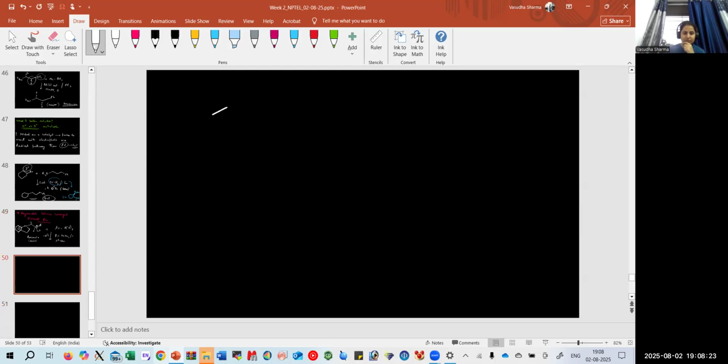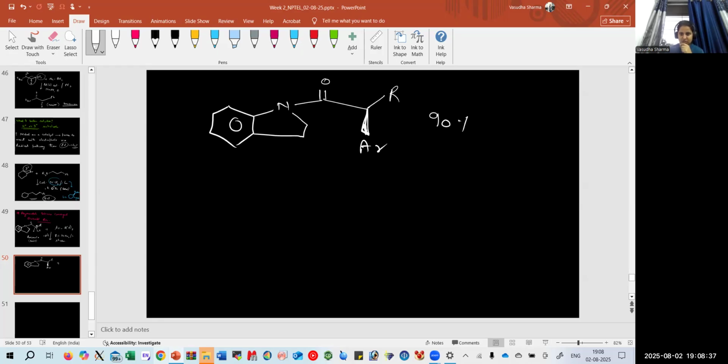So what would it form? It would form an exclusive product which is having this stereo nature, which is 90% enantioselective. So even if you start with racemic, you will end up getting this one. This is called asymmetric stereoconvergent Suzuki reaction.